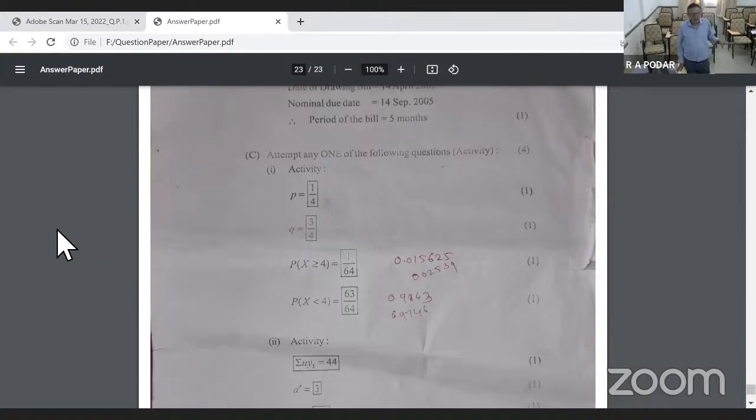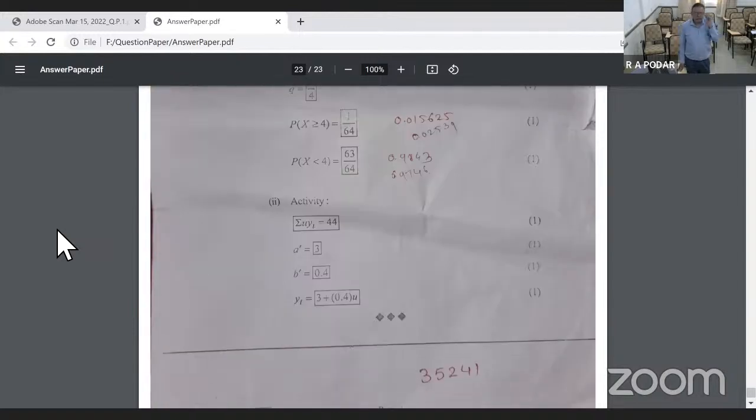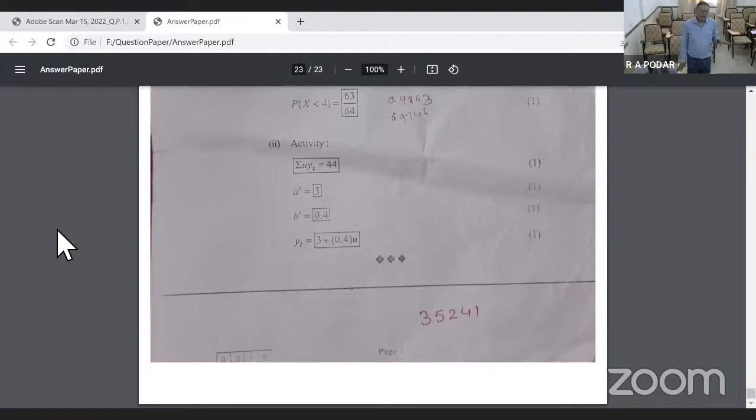Then activity questions I told you. And in activity questions 4 boxes are there. If you correctly fill up these 4 boxes, each box carries 1 mark. So 1, 2, 3, 4, first activity. So P is 1 by 4, Q is 3 by 4. In this box, they have given 1 upon 64 and 63 upon 64. So both you can get by subtraction. So probability of x is greater than or equal to 4. That, if you do 1 minus, you will get the second answer. So each box contains 1 mark, and this is the final activity.